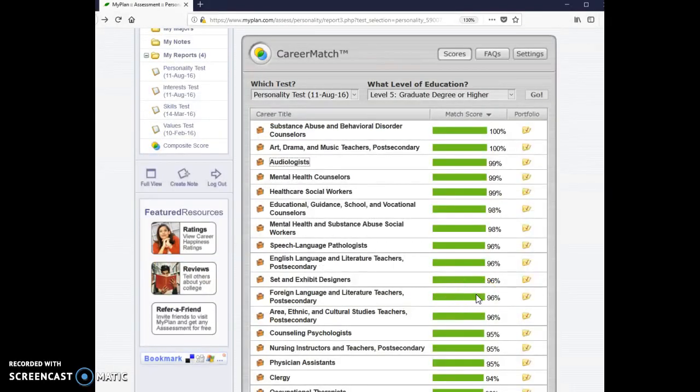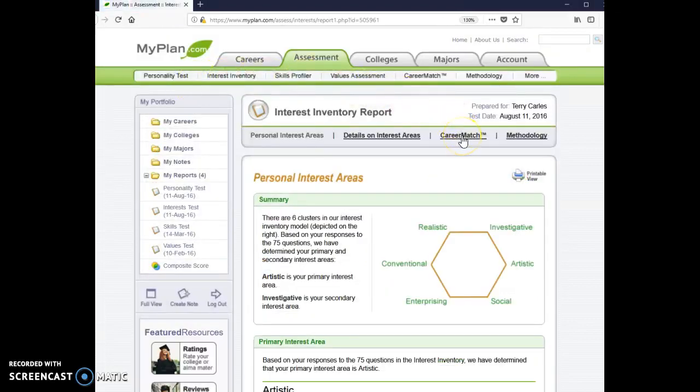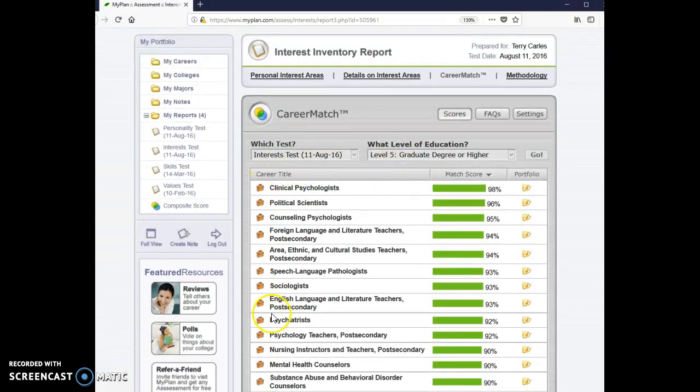As you review the information for all your assessments, it is time to start looking at, do you start to see trends in the careers that are generated? Maybe you will see the same career come up over and over again, or maybe you might see a specific industry or field. Looking down my list, you can see that counseling and social work shows up quite a lot, as does education. If I was to click on my interest test and click on career match here, you will see that some of the same types of careers pop up. Counseling and social work, and also education.